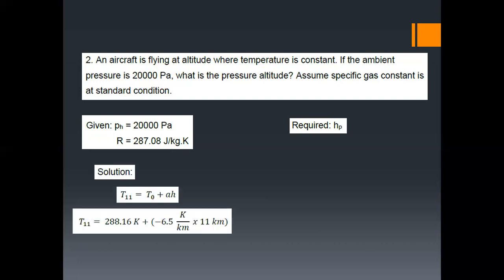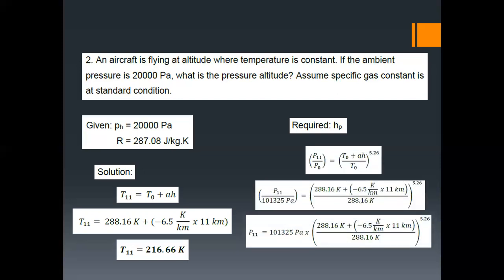So, solution. Try mo lang find yung temperature mo at 11 kilometers, and then you'll find 216.66 Kelvin. Next, try to find your pressure at 11 kilometers since kailangan natin siya sa formula natin for isothermal region. So we get pressure at 11 kilometers, which is 2,606.8233 pascal.